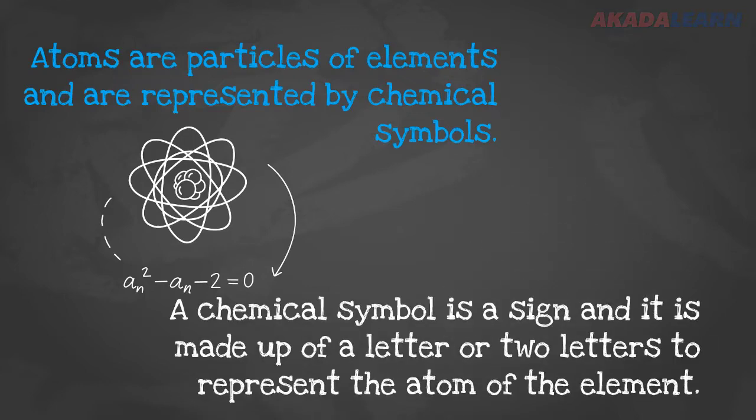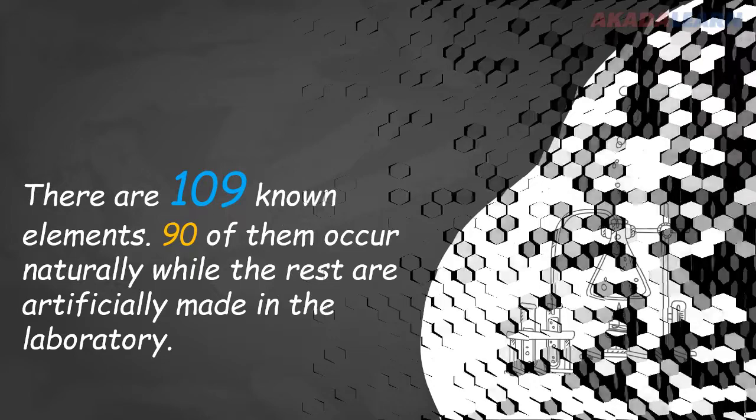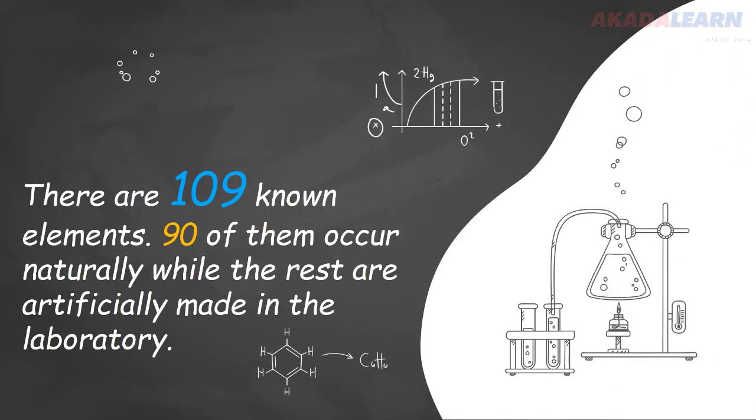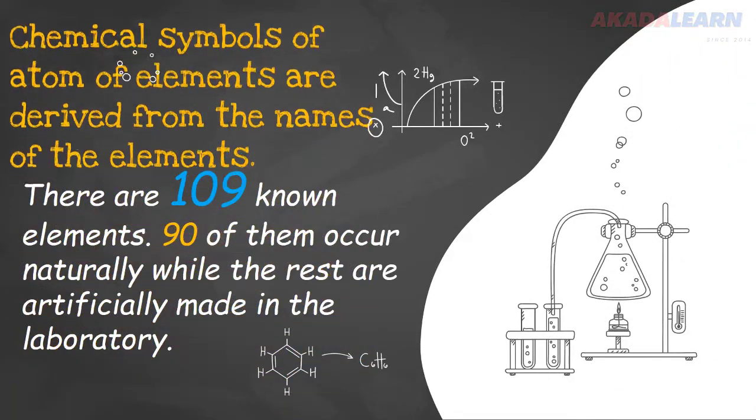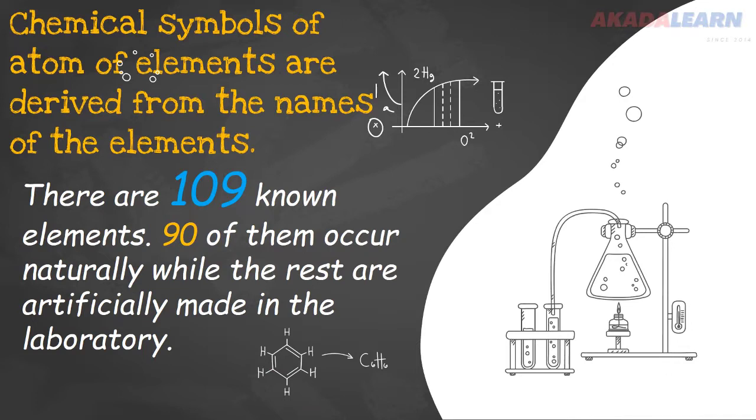Atoms are particles of elements and are represented by chemical symbols. A chemical symbol is a sign, and it is made up of a letter or 2 letters to represent the atom of the element. Chemical symbols of atoms of elements are derived from the names of the elements.